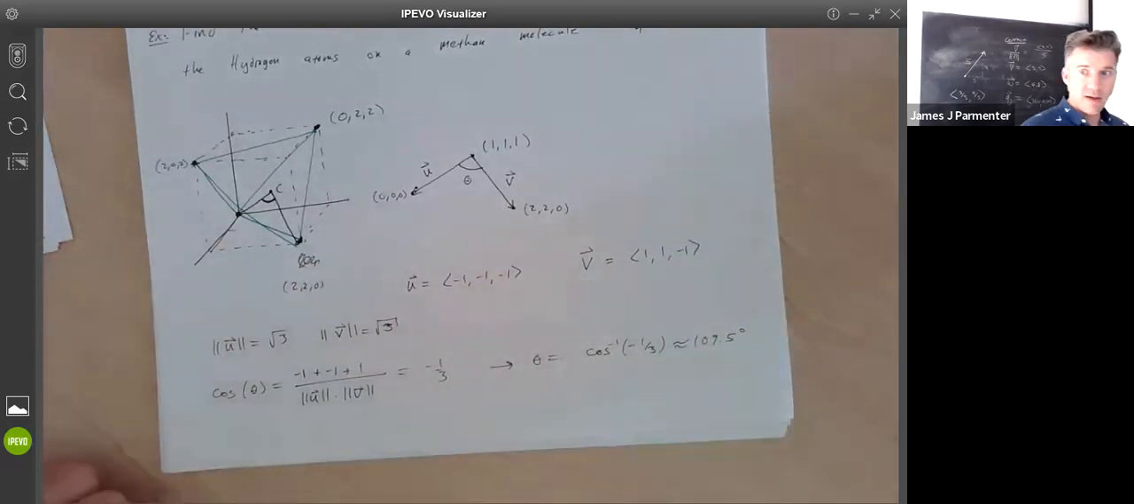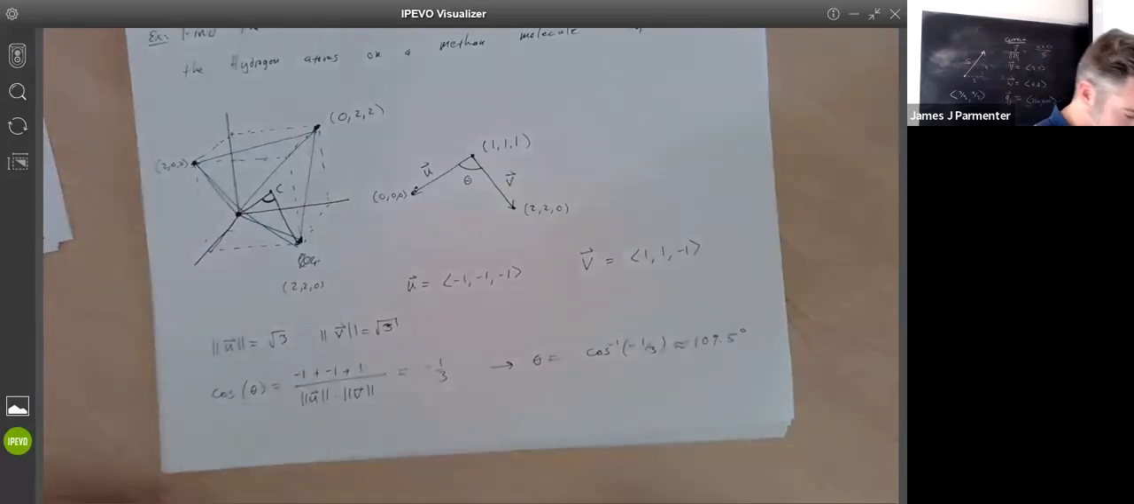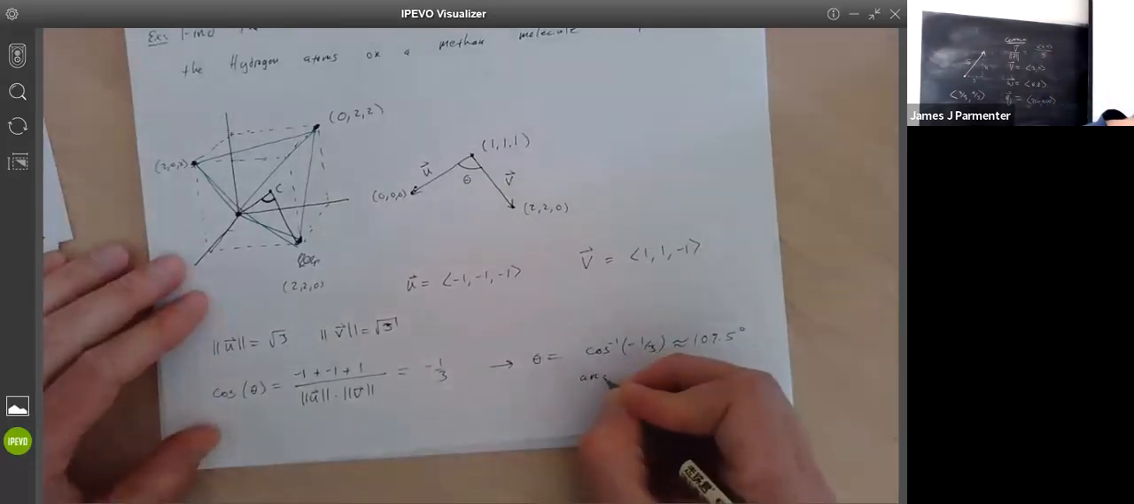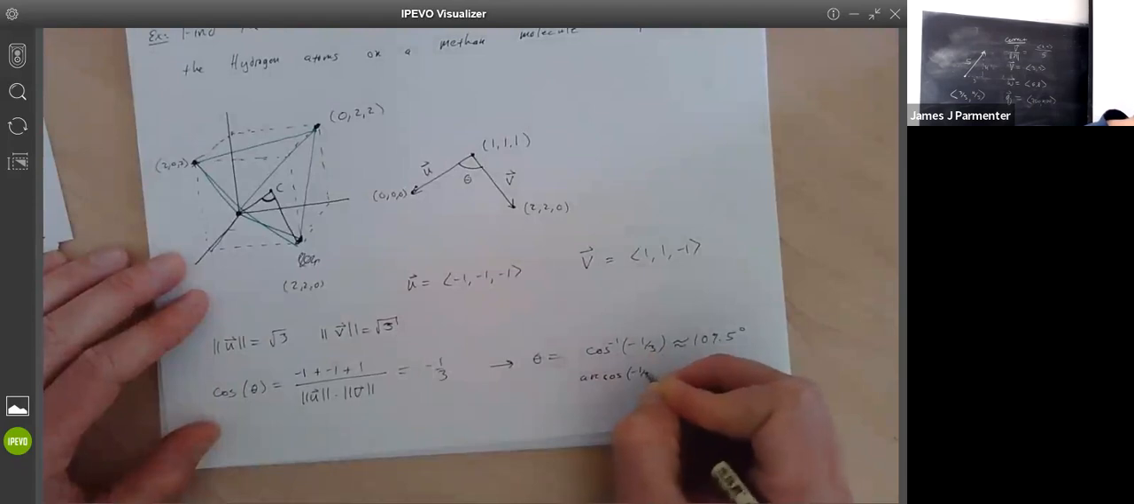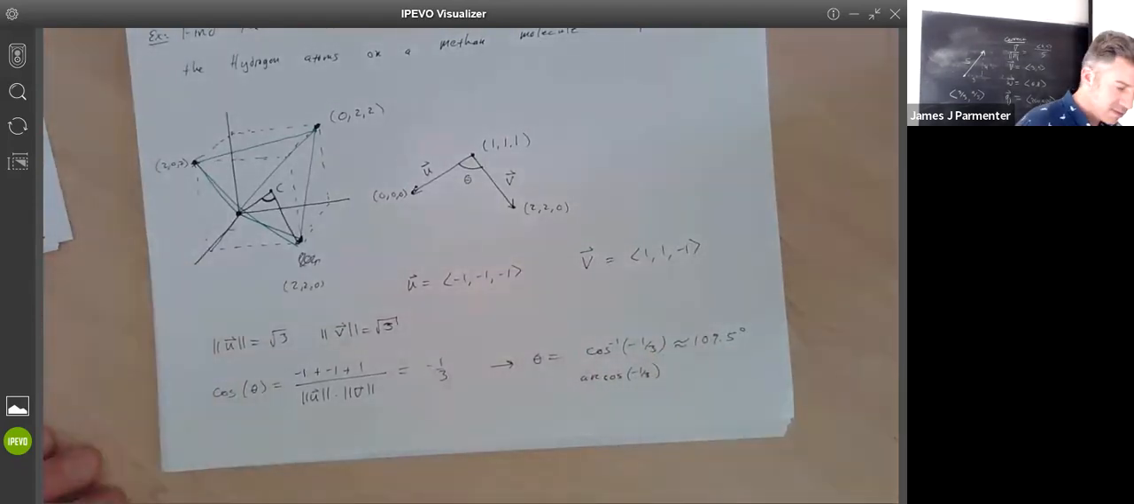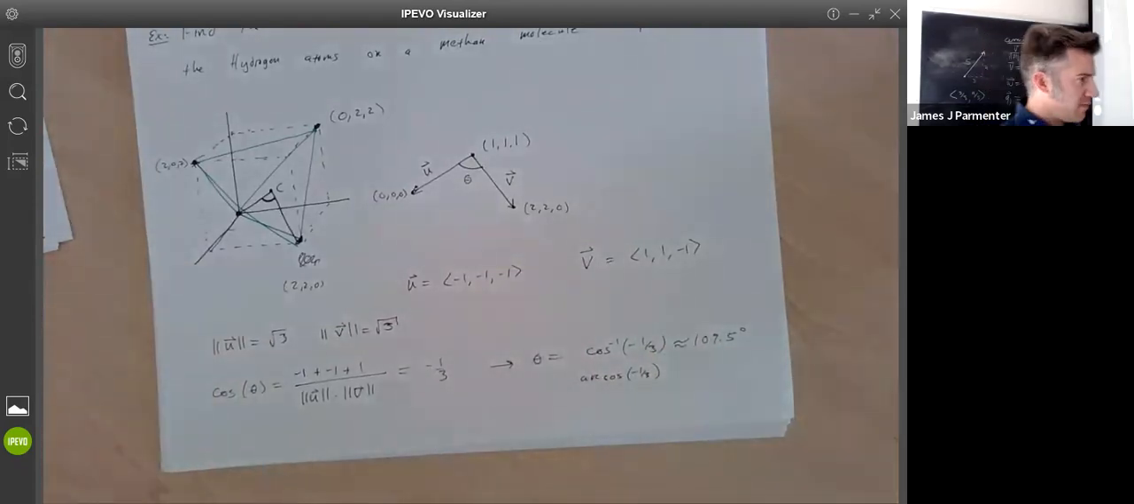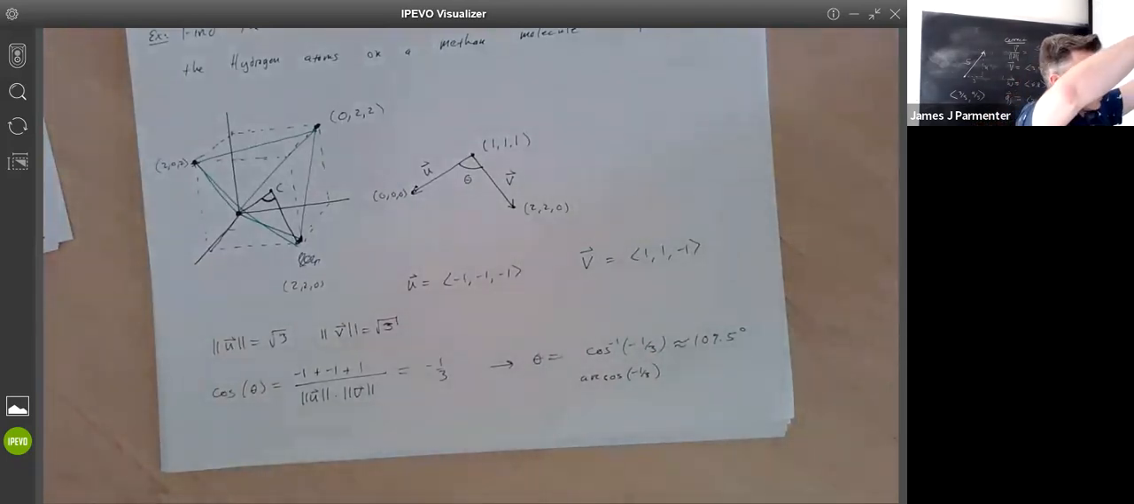Or as someone pointed out, it's way cooler to say the arc cosine. So it's the arc cosine. I agree, arc cosine does sound cooler. Sounds like you're more mathy. So interesting: if you have a methane molecule, the angle between one hydrogen to the carbon and the other to the carbon is about 109.5 degrees.